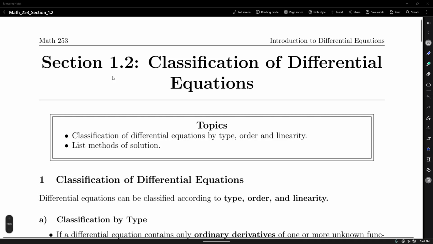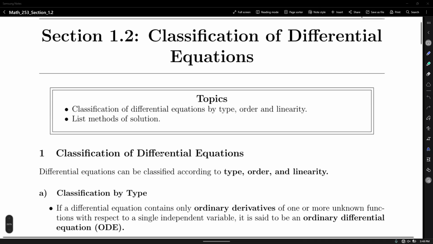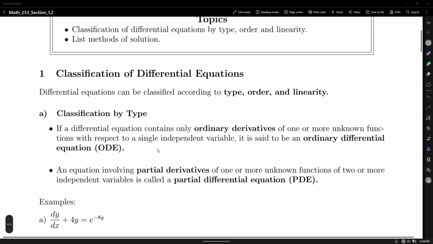All right? Well, in order to classify a differential equation, number one, we're going to classify it by its type, by its order, and by its linearity. And then I'm going to give you a list of the methods of solution. Which ones are we going to cover? Because if you see the last page on the handout, it goes from A through Z methods of solution, and unfortunately, we don't have too much time to cover all of them.